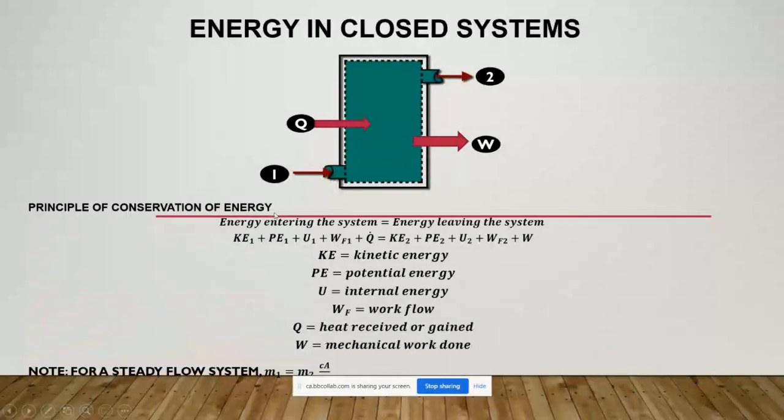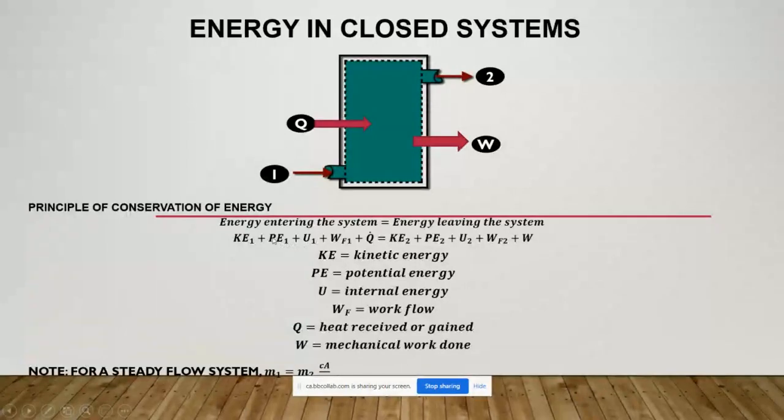Once you close at point 1, the kinetic energy is going to be 0 because there's no velocity. So KE1 is going to be 0. Similarly, at point number 2, KE2 is going to be 0. That is, kinetic energy depends on the velocity. If there's no flow, the velocity is going to be 0. So kinetic energy is 0.